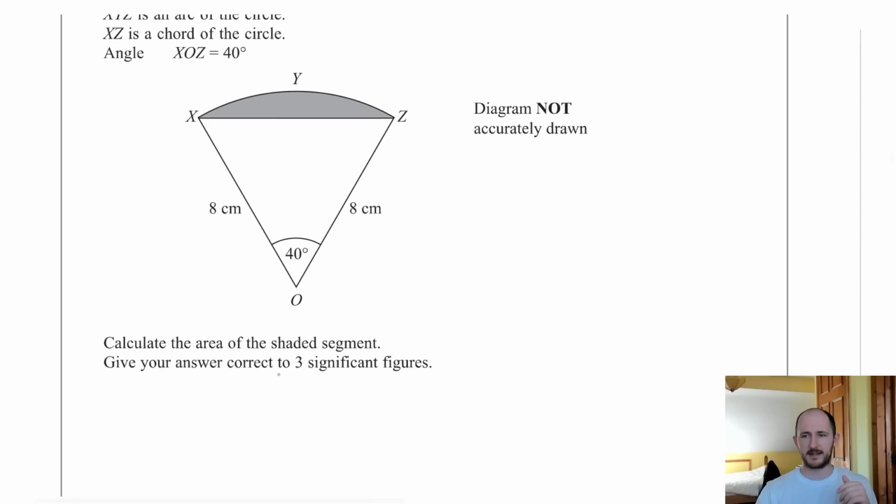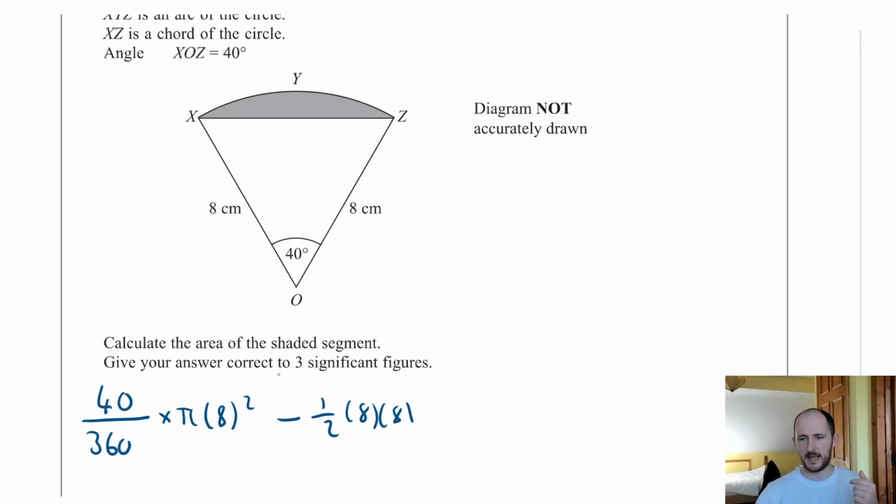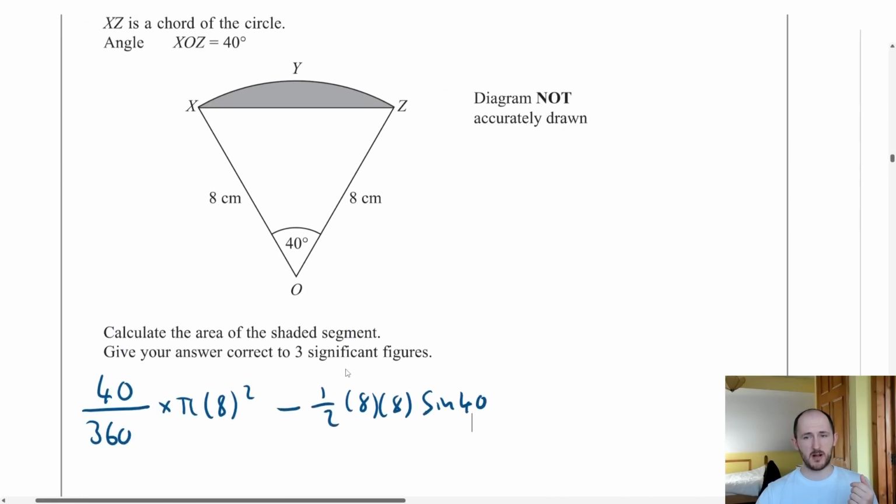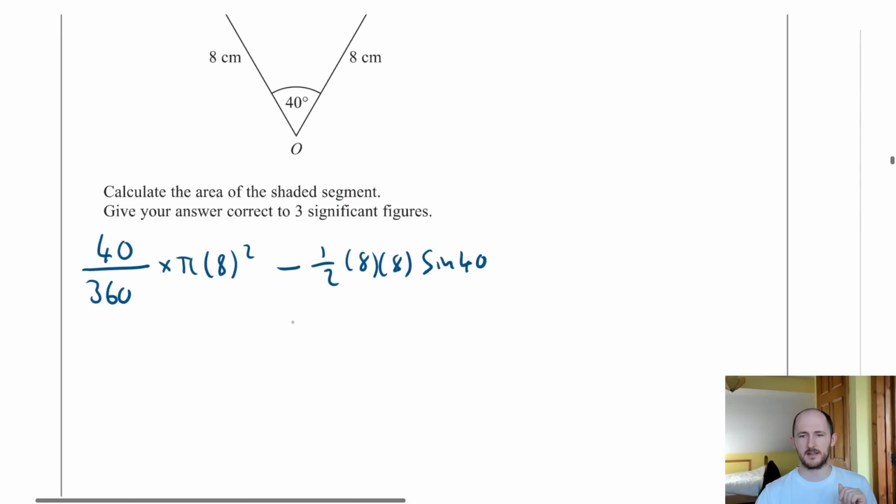So again, the area of a sector, as we've already done before, would be 40 over 360 multiplied by pi r squared, so pi times 8 squared, subtract half ab sine C. Half a is 8, b is also 8, and then sine of 40. And that's it, 3 significant figures again, another 5 marks? Really? Interesting. Okay, see, maths is easy, right?